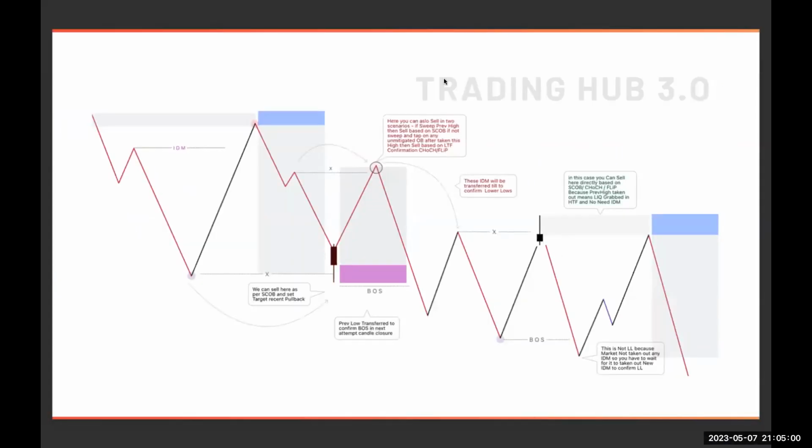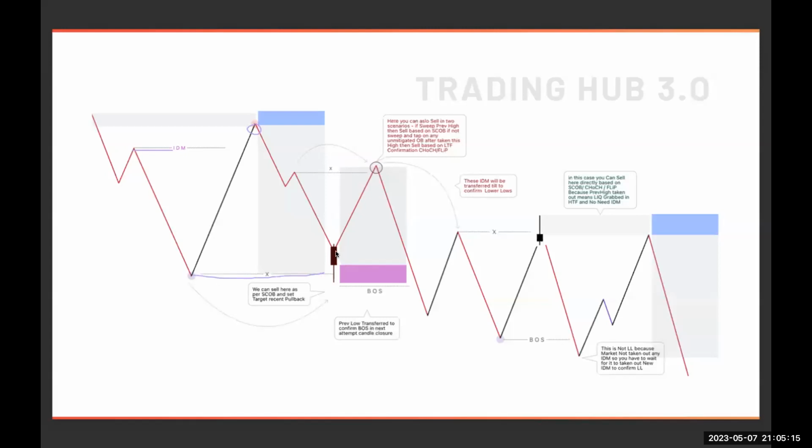Here you can see a similar thing. Take out the inducement, tap on your PY, and you can sell here. Simple. But in this case, the situation is a little bit different. The market is bearish and sweeps the main low here. So how can you deal with it?